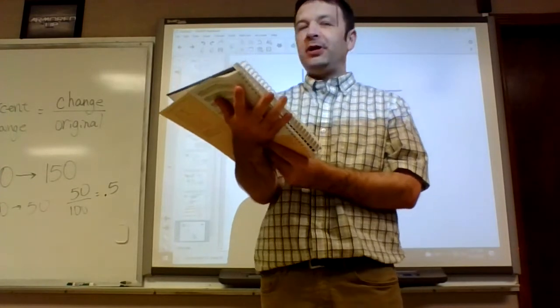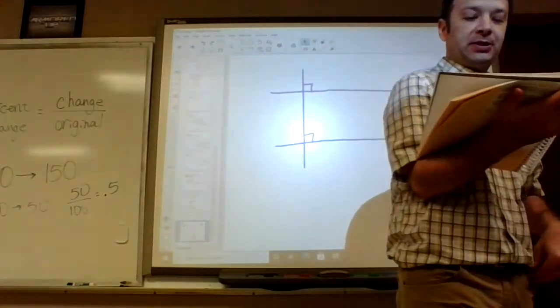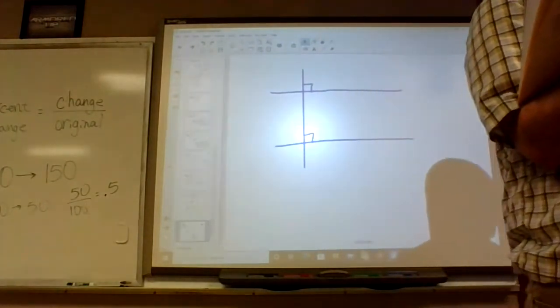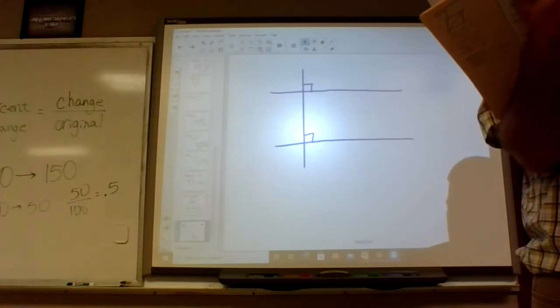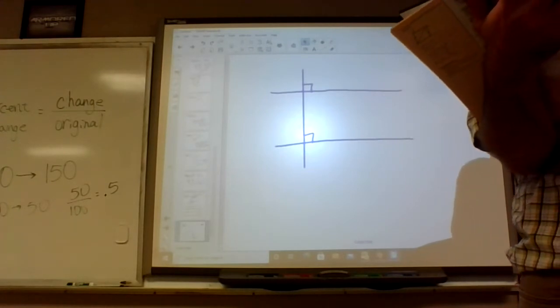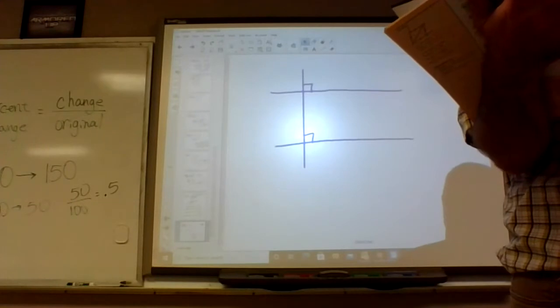Number 13. If angle 3 is 135 degrees, what does angle 5 have to be? Okay. What do we know about 3 and 5? Look at the picture. Look at the book. 135. Dylan. It has to be 135.